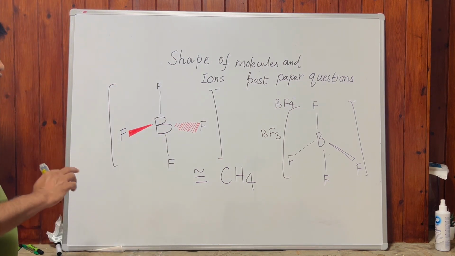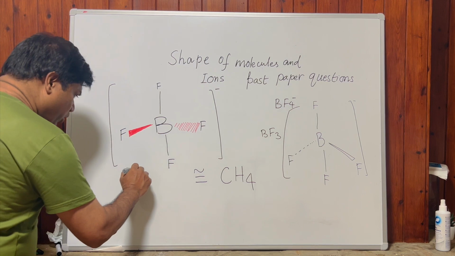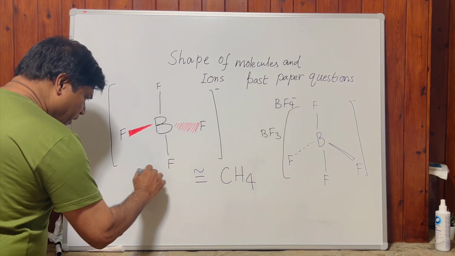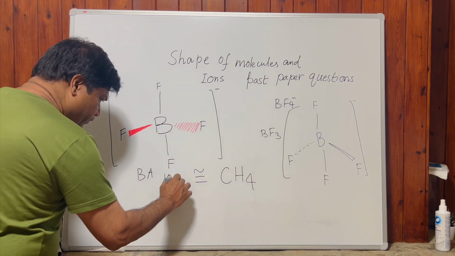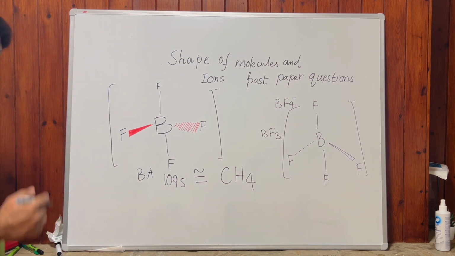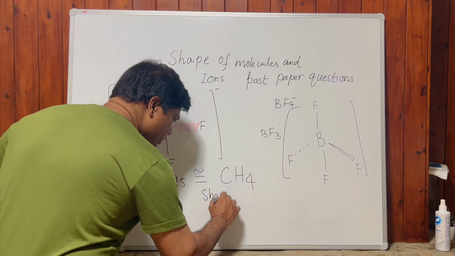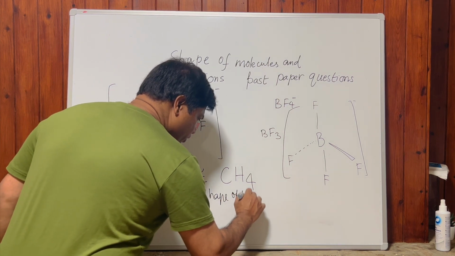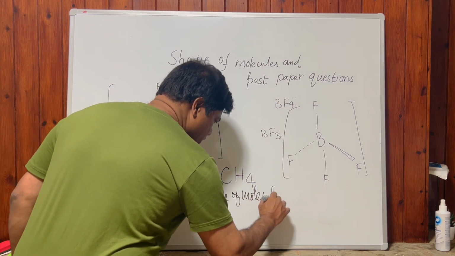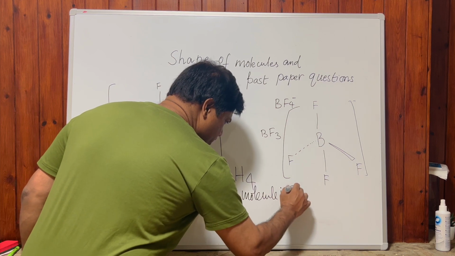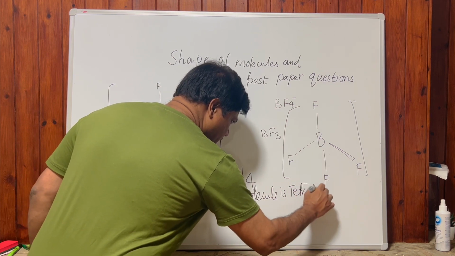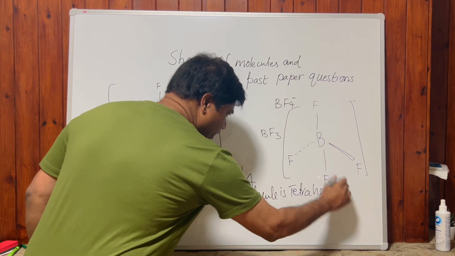What's the bond angle and the shape of the molecule? Bond angle 109.5, and the shape, any guesses? Tetrahedral. Shape of the molecule is tetrahedral.